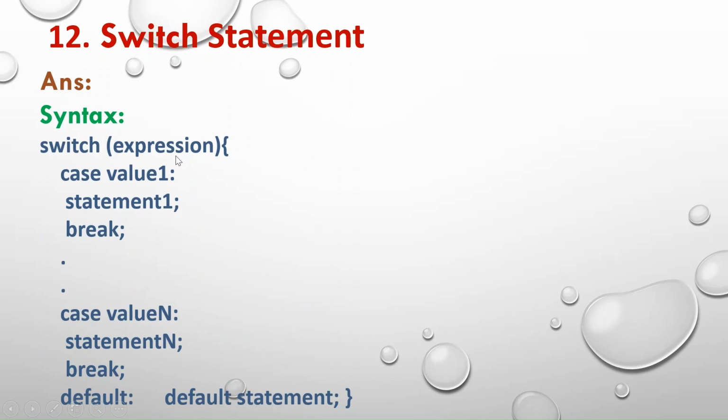If the expression is matching with case 1, that is value 1, then statement 1 gets executed and the break statement is going to be applied and it is going to come out of the switch statement, and the rest of the cases will not get executed. So you can write n number of cases. Here you can see case with value n. If this is matching, then the statement is executed, then you can apply break. If none of the cases are matching, we have a default section and the default statement gets executed.